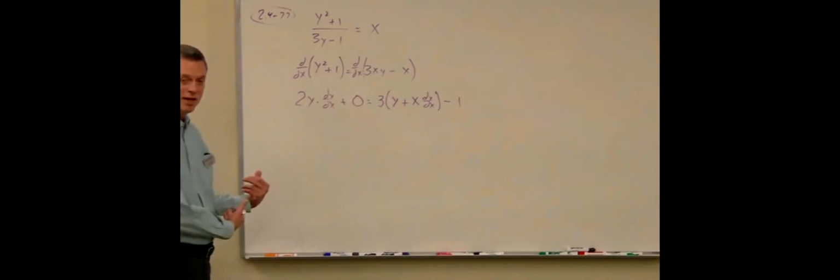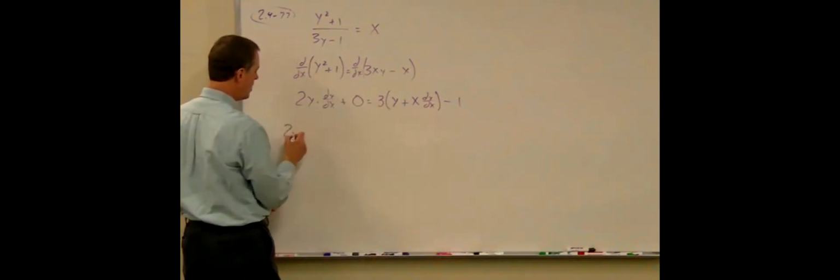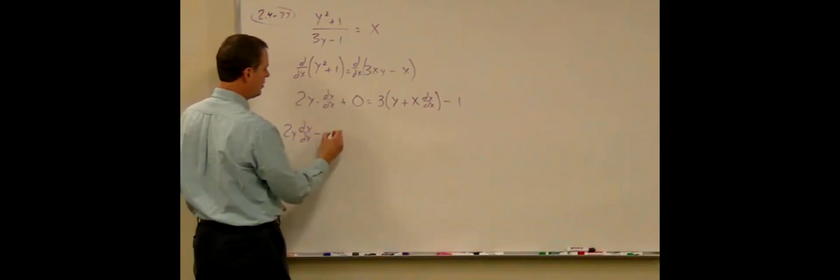Get all the dy by dx terms on one side. So let's see, I'm going to have to distribute the 3 in here and move it over to this side. So I'm going to have 2y dy over dx minus 3x dy by dx equals, and then I have 3y now minus 1. I collected all of the like terms, all of the terms that have a dy over dx, on one side of the equation. Now what do we do? Factor out dy over dx, and then divide by the coefficient. So if you factor out 2y minus 3x, then dy over dx becomes 3y minus 1 over 2y minus 3x.